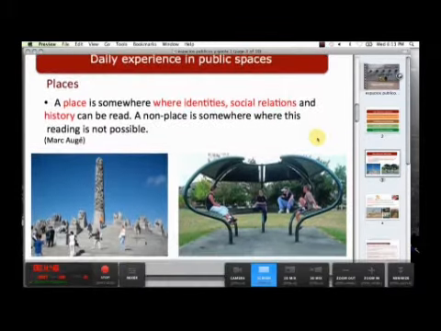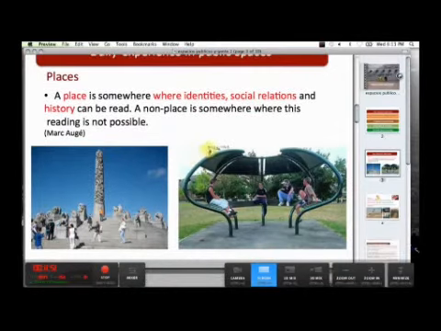Okay, so I just included a couple of pictures of the Vigeland Park in Oslo.